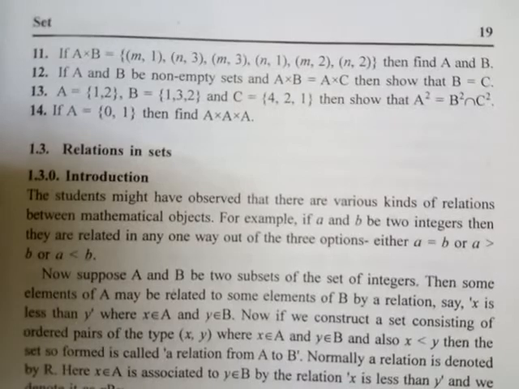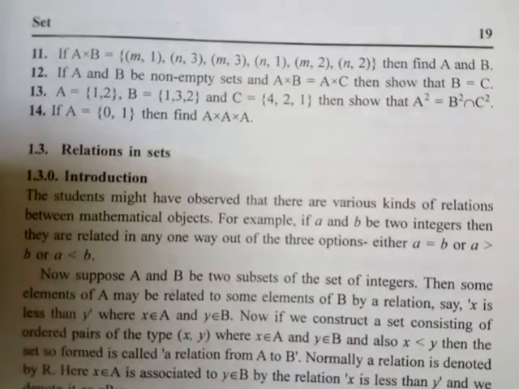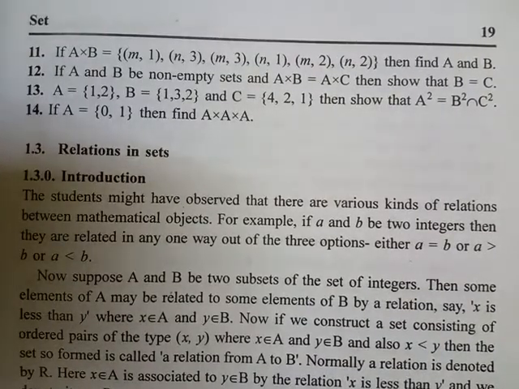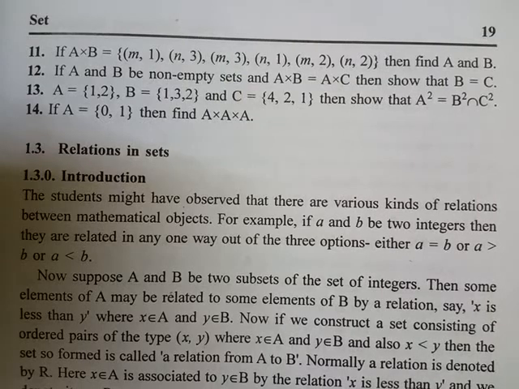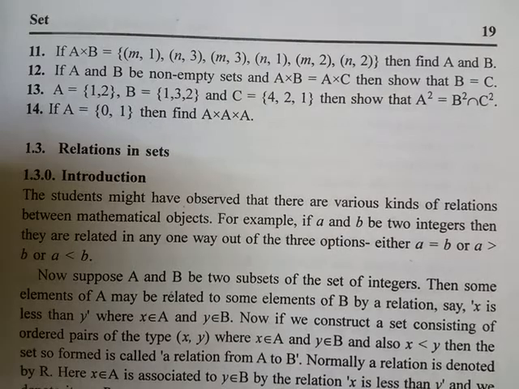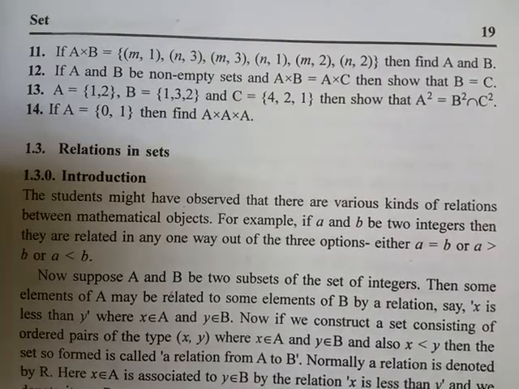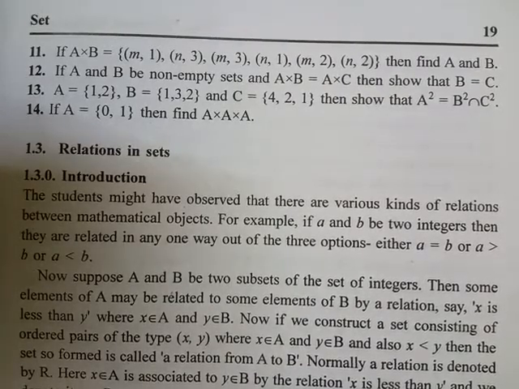Students, now we are going to solve question number 12. If A and B are non-empty sets and A product B equals A product C, then show that B is equal to C. We have to find out now question number 12. Now let's have a look at how to solve this one. Now students, write down the number 12 solution.